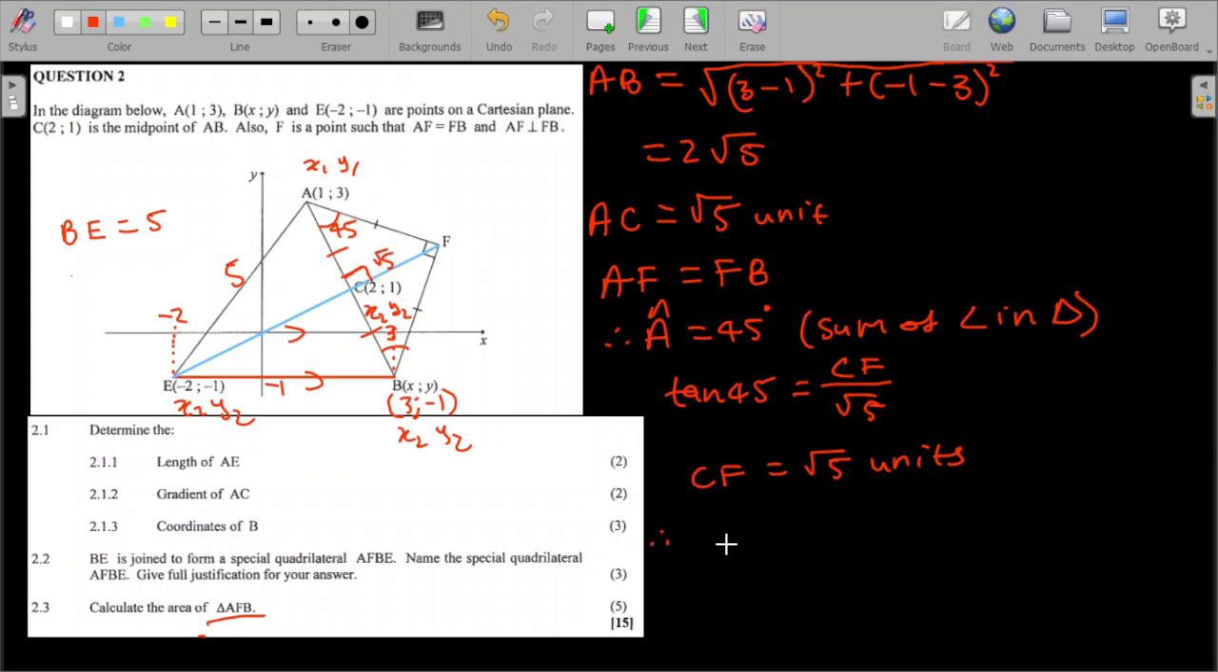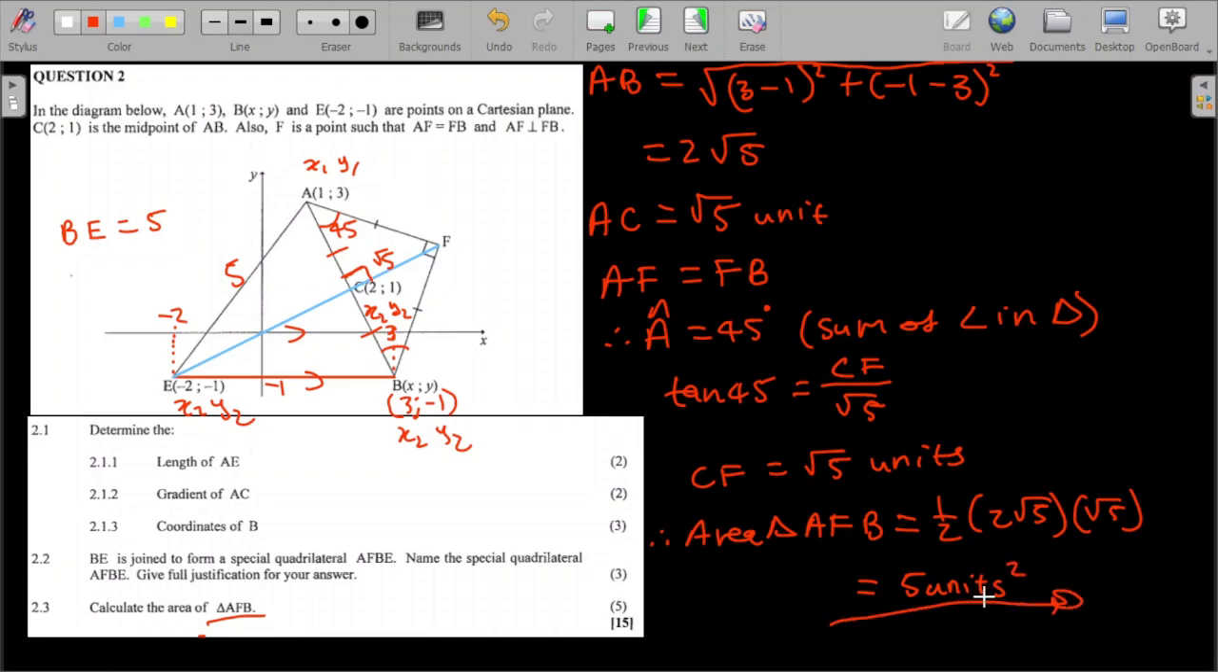Now let's find the area. The area of this triangle AFB is equal to half my base, which is AB. Remember, my AB is 2 square root of 5, and then my CF, which is my height, is square root of 5. Now punching this in your calculator, you can get 5 units squared. It's very important to write the unit squared, because we're calculating an area. Hopefully you did understand everything that we're doing here.